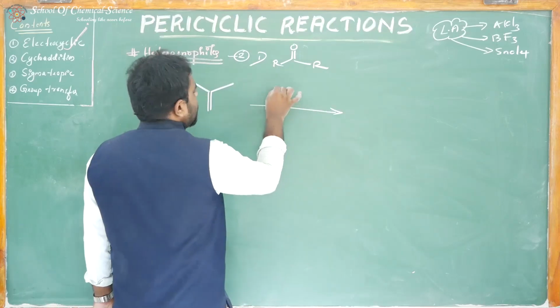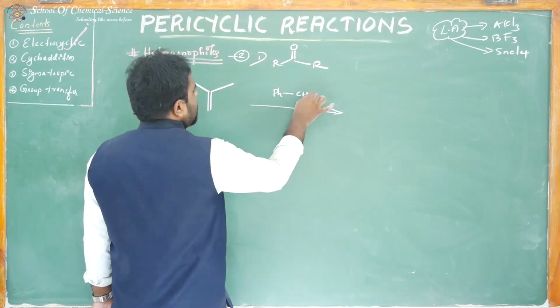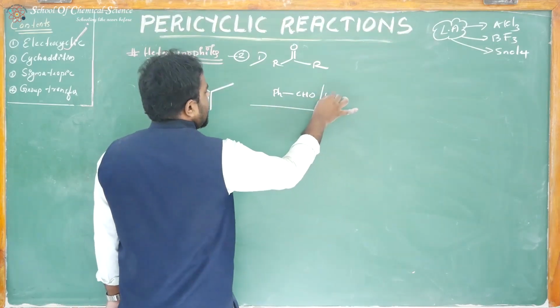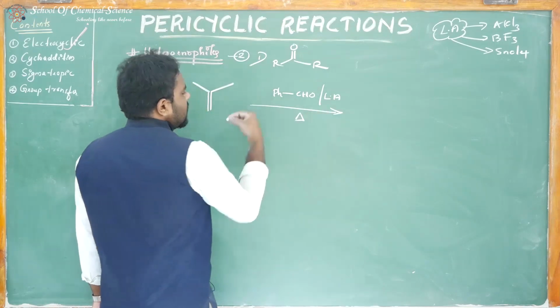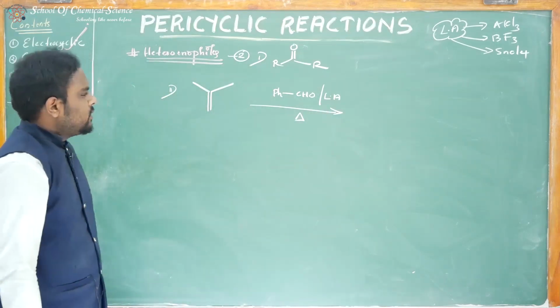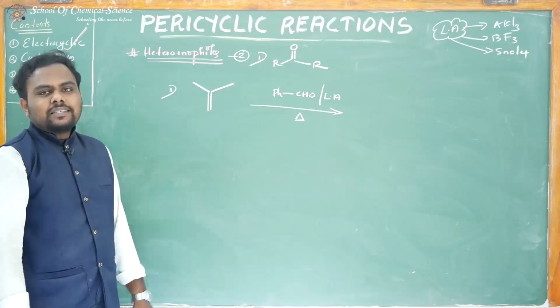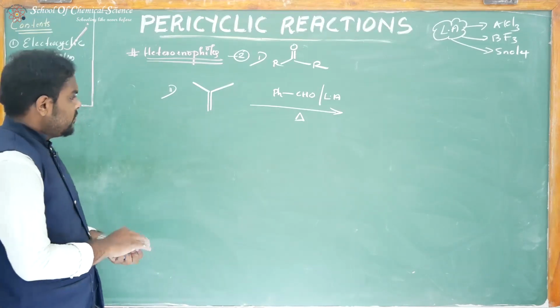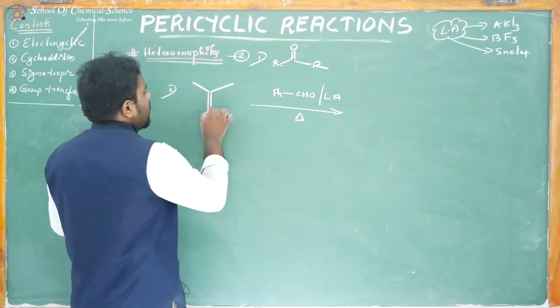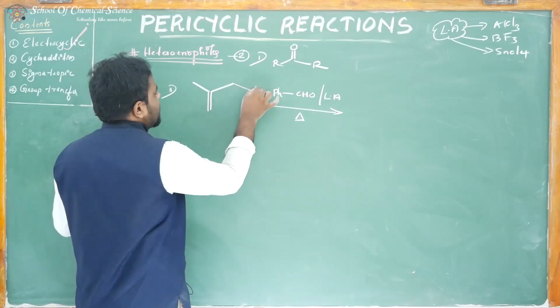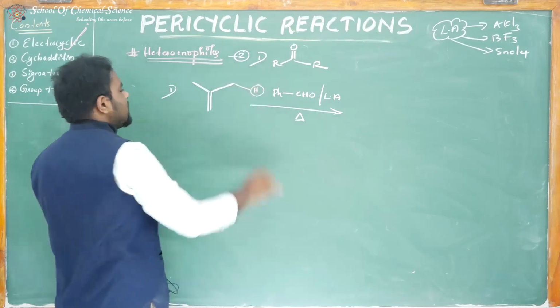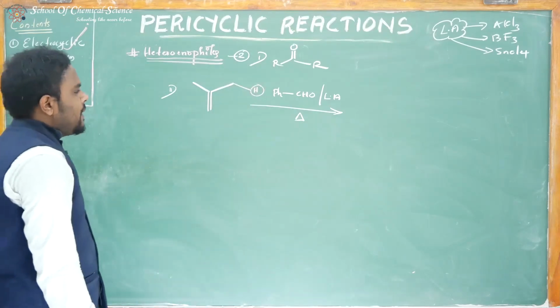PhCHO, Lewis acid, thermal condition. This will be the reaction. PhCHO, Lewis acid, thermal condition. Dear students, is it an allyl system? 1, 2, 3. Yes, it's an allyl system. This is the allylic hydrogen.